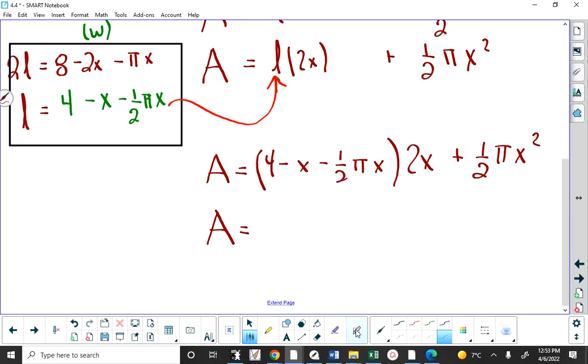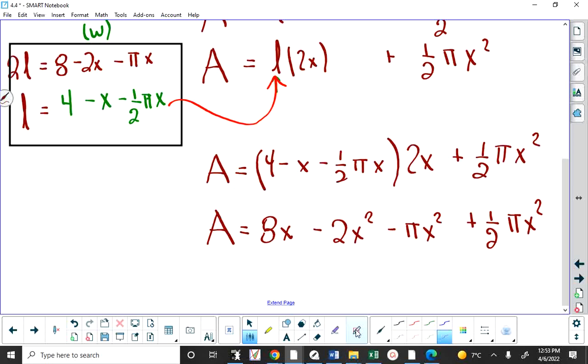So let's multiply that 2x through, and I'm going to have 2x times 4, which is 8x. I'm going to have 2x times negative x, which is negative 2x squared. I'm going to have 2x times negative 1 half pi x, which is negative pi x squared. And then I have plus 1 half pi x squared. 8x minus 2x squared minus pi x squared plus 1 half pi x squared.